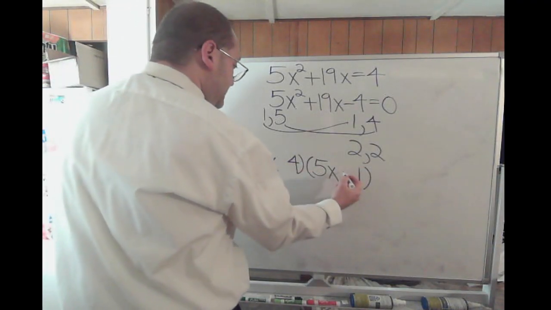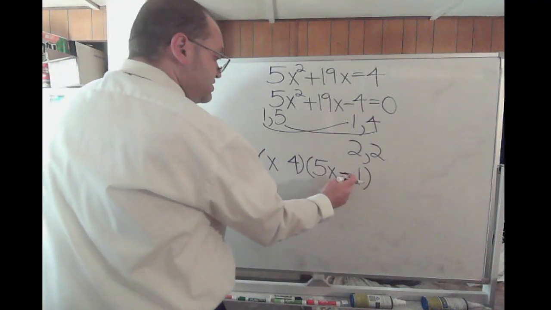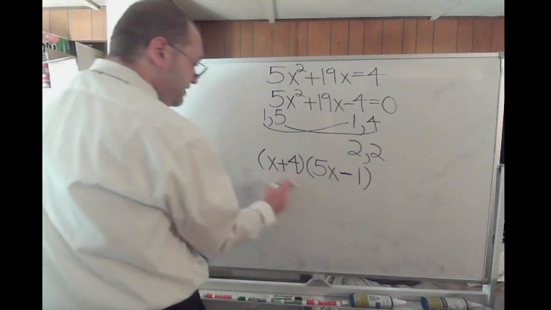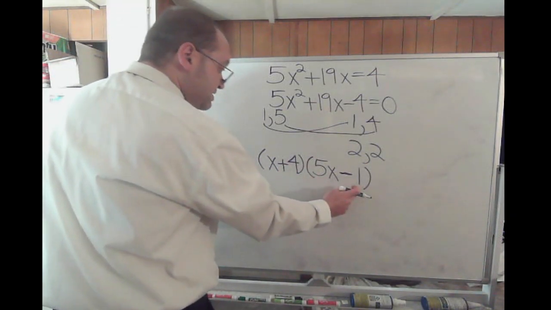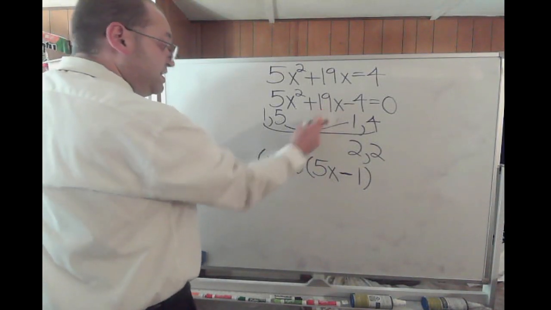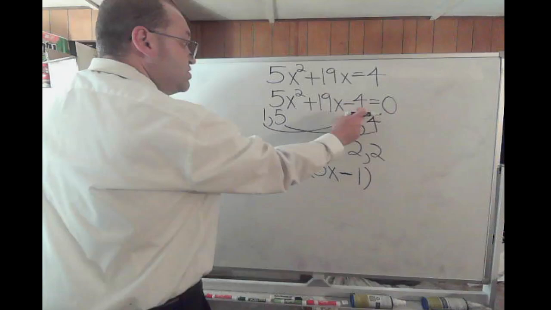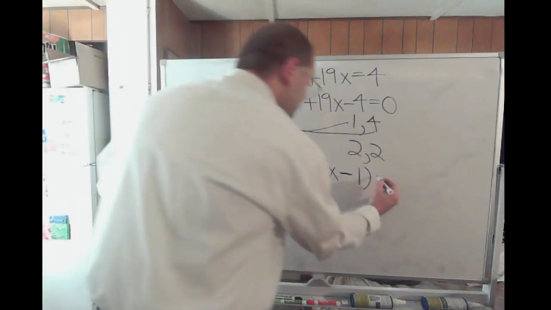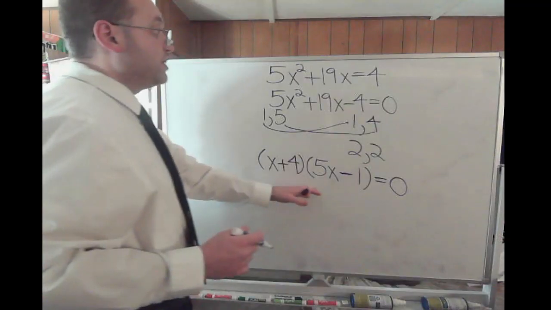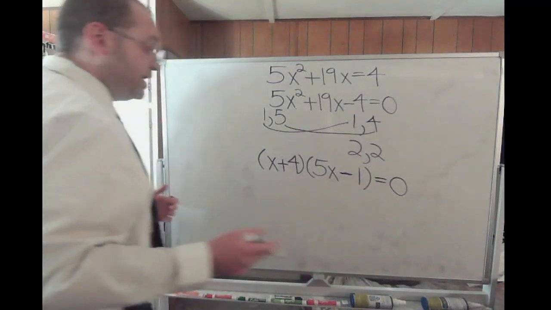How about, let's see, we do a minus 1 here and then a plus 4. Let's see how that works out for us. So 5x squared, then we have minus x plus 20x. Well, what do you know? That gives you plus 19x, and then 4 times negative 1 gives you negative 4. So yes, we have completely factored this. It turns out we can solve this particular equation by factoring, which is great.